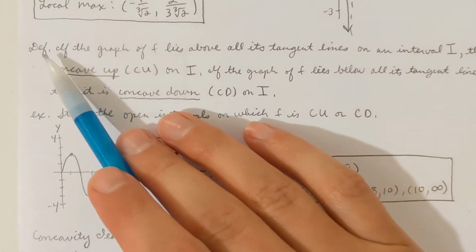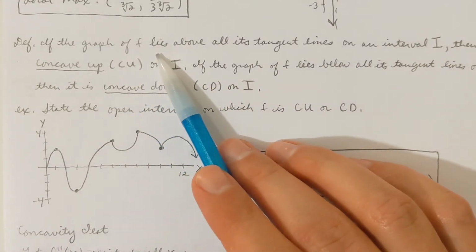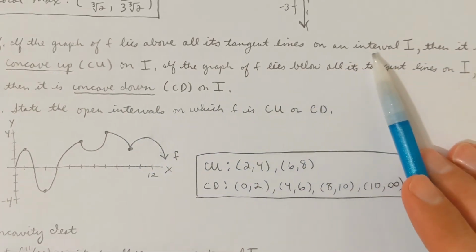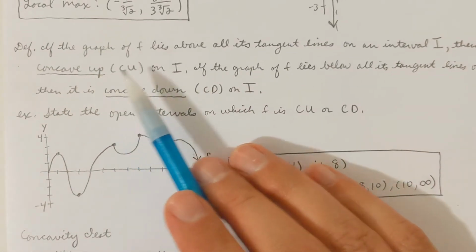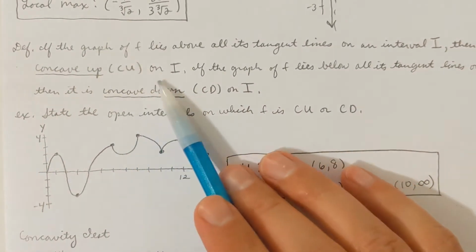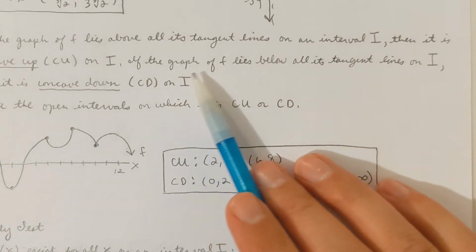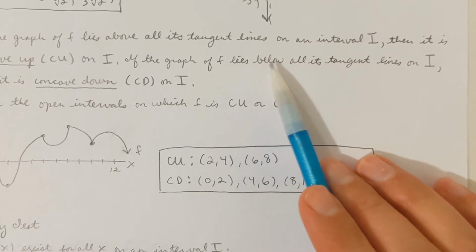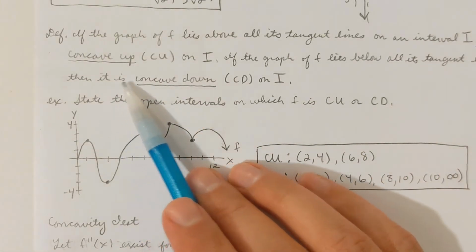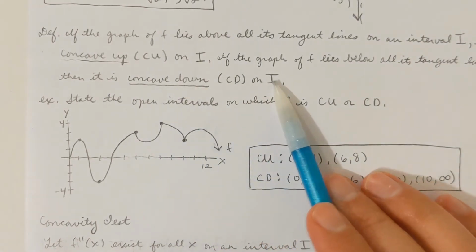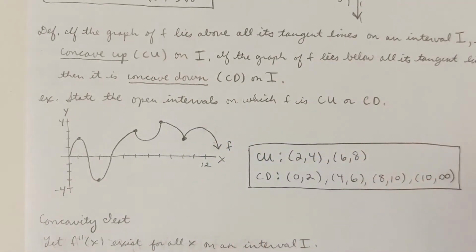Let me start off with a definition, which says that if a graph of a function f lies above all of its tangent lines on an interval I, then it is concave up. CU means concave up on that part of the graph. If the graph of a function lies below all of its tangent lines, then we say it is concave down on that part of the graph. So CU is concave up, CD is concave down. That's what the book will be using also.